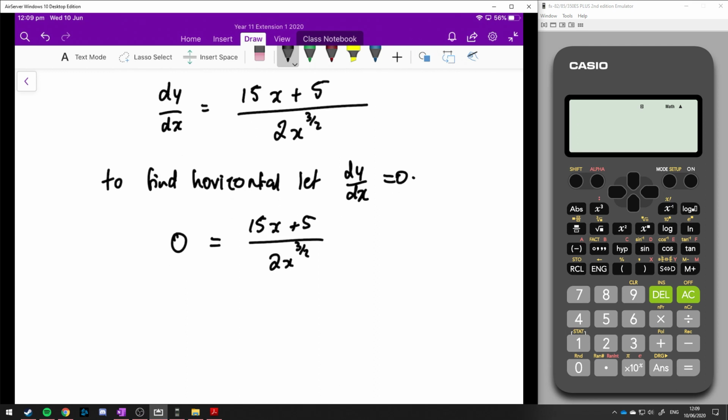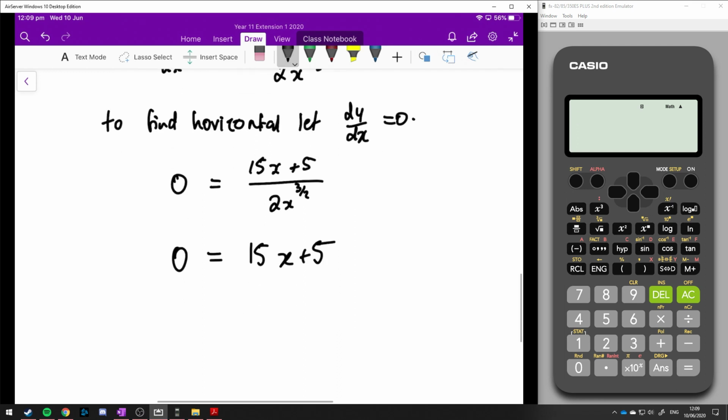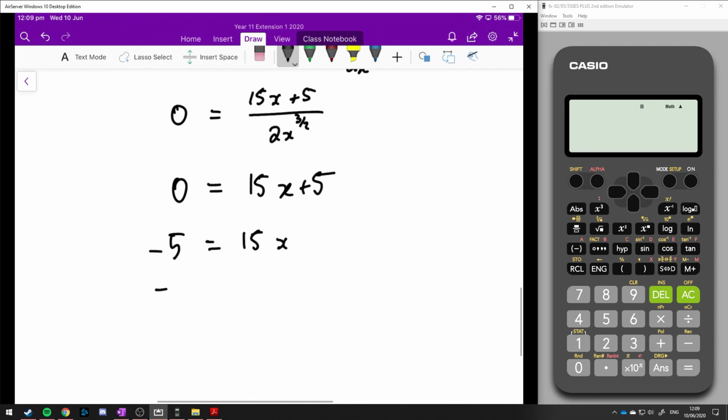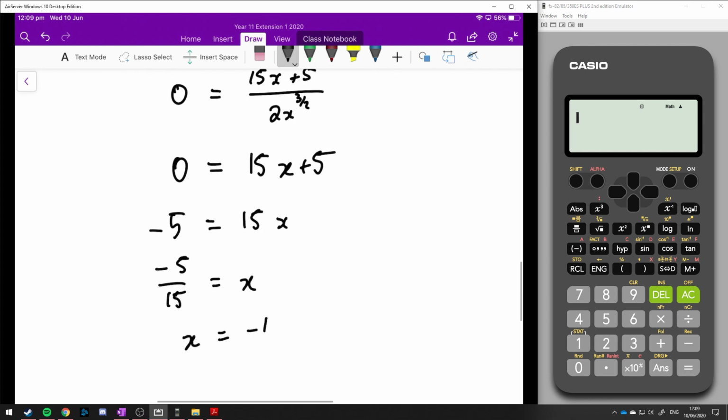Okay, so again, just like before, we know this fraction is going to be 0 when the top of the fraction is 0. The alternative way is to rearrange for x. So first we multiply both sides by 2x to the power of 3 on 2, and we get 0 is equal to 15x plus 5. Now we can rearrange for x. So we get negative 5 is equal to 15x, and that means negative 5 on 15 is equal to x, or x is equal to negative a third. And that's the value at which our horizontal tangent will turn around.